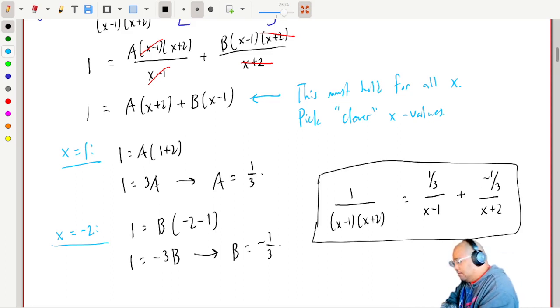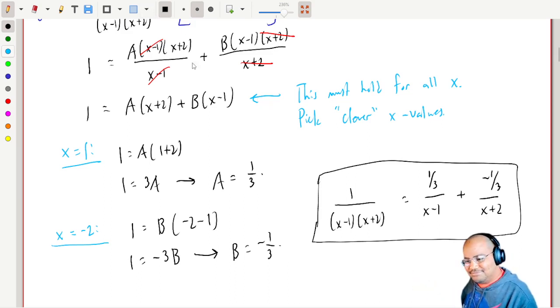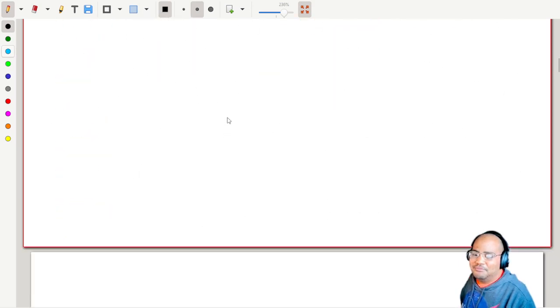Okay. But now take a look. This is so much easier if I were to actually integrate this. This is so much easier, right? Instead of integrating the hard fraction on the left-hand side, I can integrate the two easier fractions on the right. Okay, this is the idea of partial fractions. All right, so let's go ahead and move on to our next one.